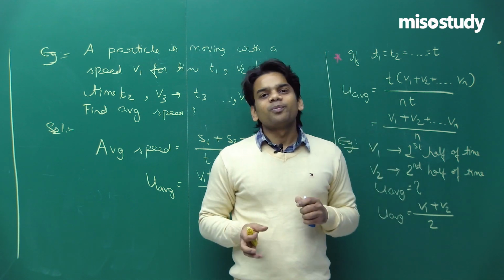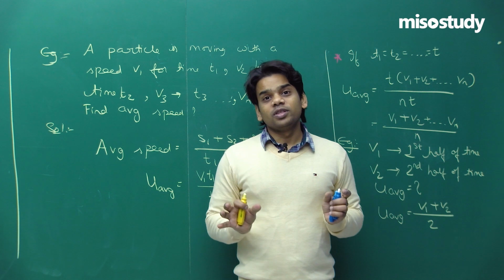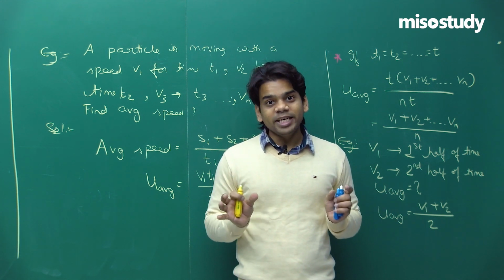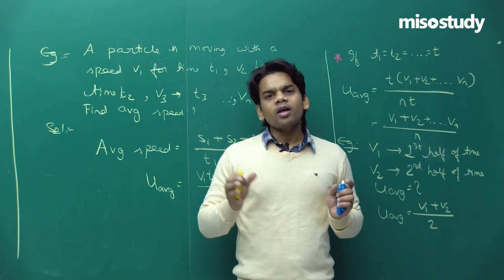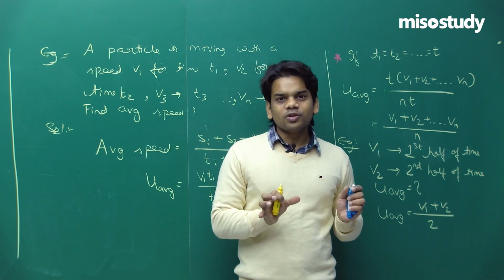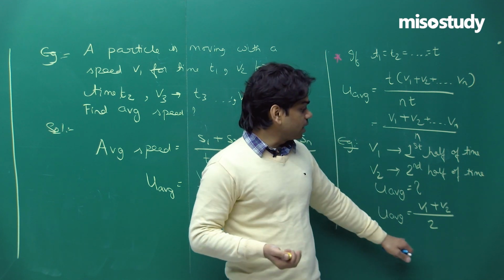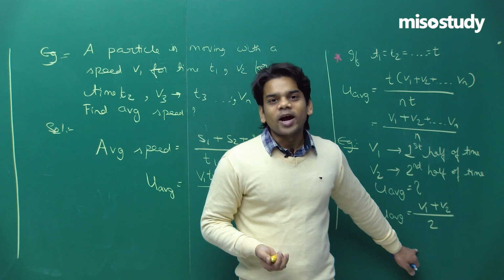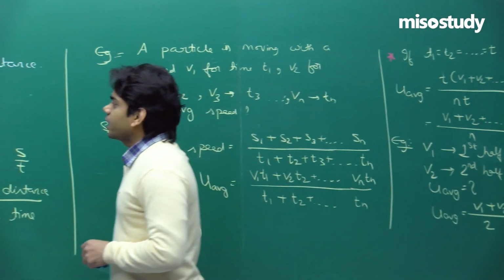Now let's say the question is given in this way: the body travels the first 1/3 of its journey with speed v1 for time t, then again with some speed v2 for the next 1/3 of the journey, and with speed v3 for the next 1/3 of the journey. The average speed will simply be (v1 + v2 + v3) divided by 3. You can easily calculate the average speed. Let's come to the next part.